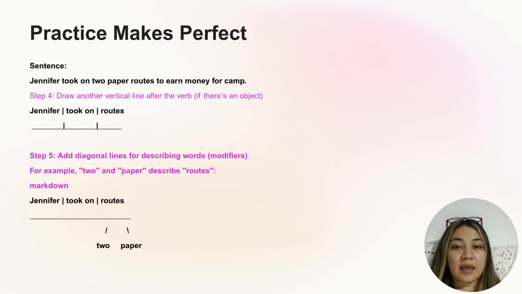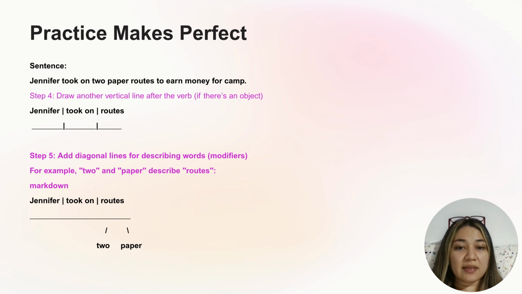Then we have step four. We draw another vertical line after the verb, if there is an object. In this case, we have an object in the sentence, so we are going to draw another line after the verb. We are going to write the object to continue structuring the diagram. Then we have step five.